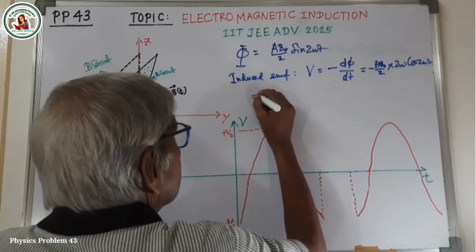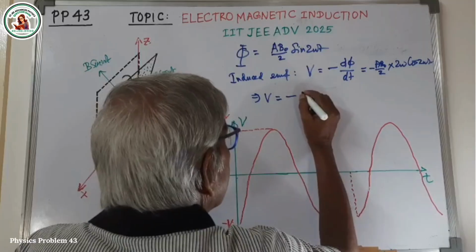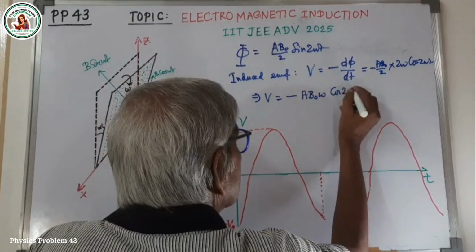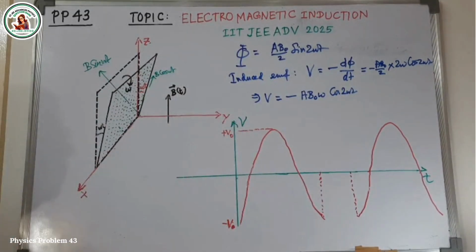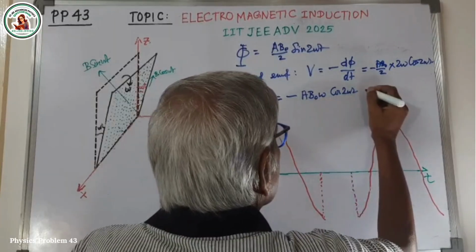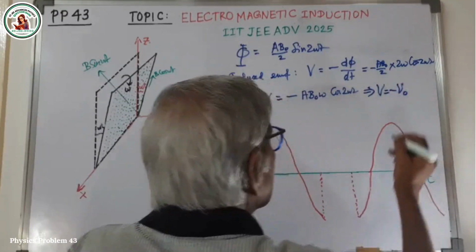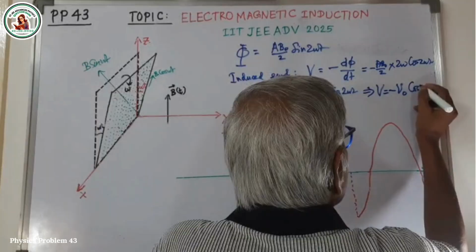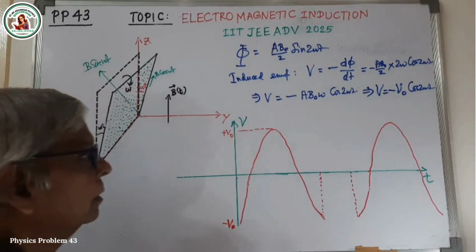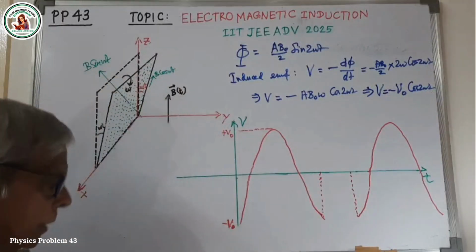So V is equal to minus A B naught omega into cos 2 omega t, which you can further simplify as V equals minus V naught cos 2 omega t, where V naught represents the maximum value of the induced EMF. Now, how to plot this graph, you have to do carefully.